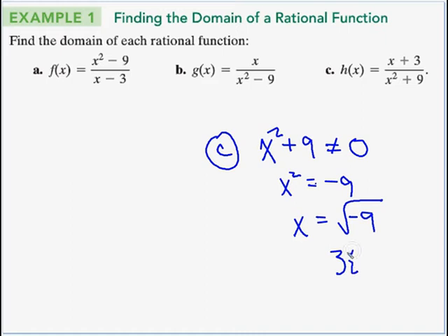Which, remember, will result in non-real answers. We get plus or minus 3i. So here, the denominator will never equal 0. And you can just think about it logically.